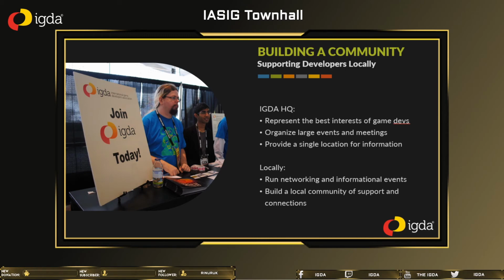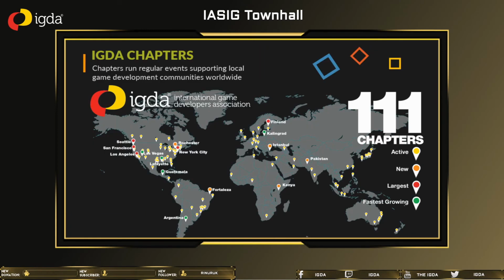We also have local chapters, and those local chapters help developers in those communities network locally, connect with developers who can relate to them, and really build a community of support. We currently have over 111 chapters around the world, with many in the US, but many in other locations. We have chapters everywhere from Finland to Argentina to Japan.